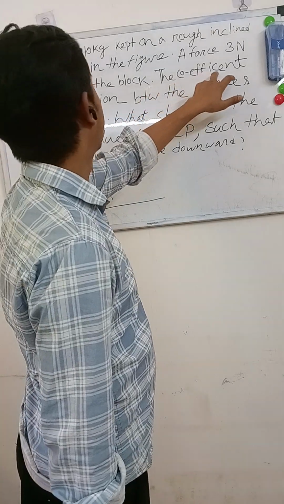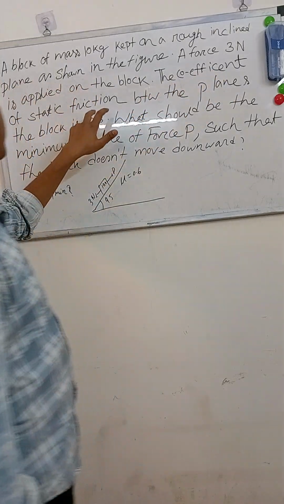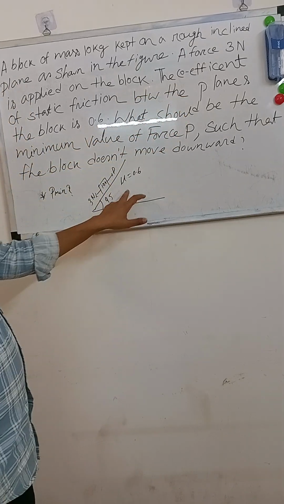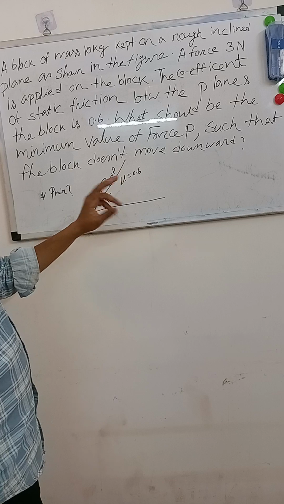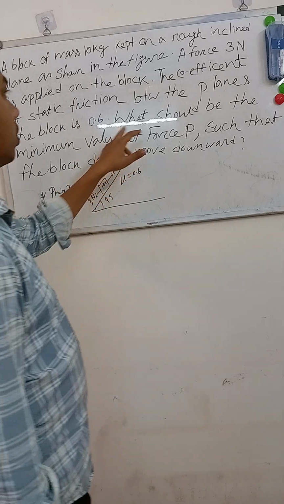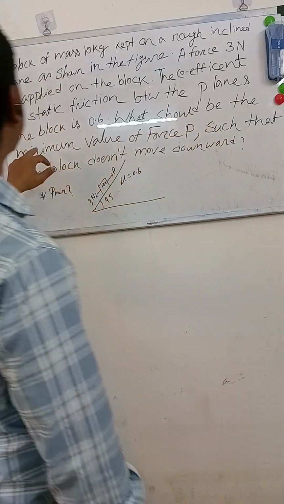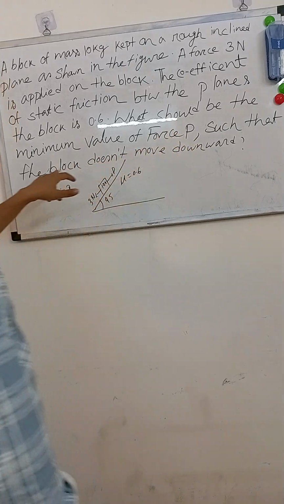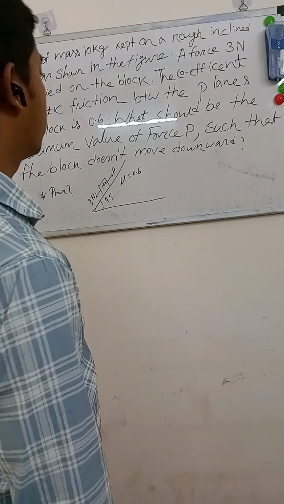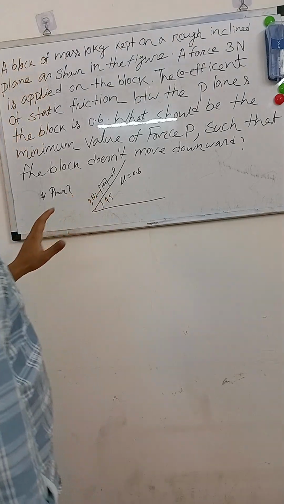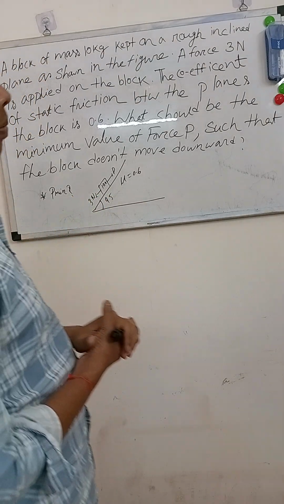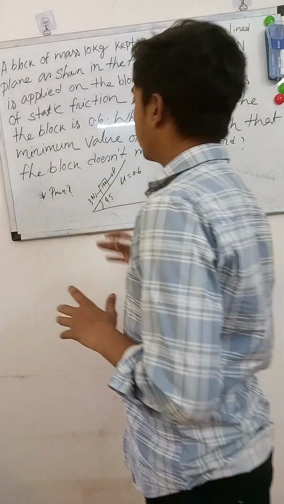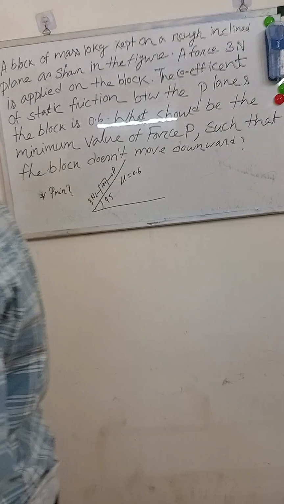The coefficient of static friction between the plane and the block is 0.6. Okay. So what should be the minimum value of force P, such that the block does not move downward? It means that the block should be in equilibrium. If P minimum is applied, then the block would be in the equilibrium position.